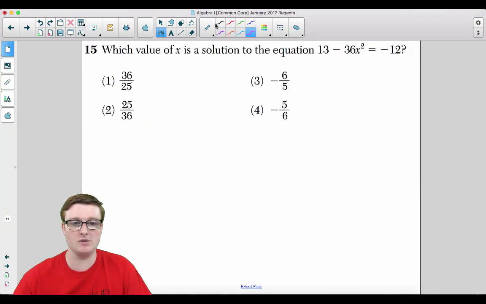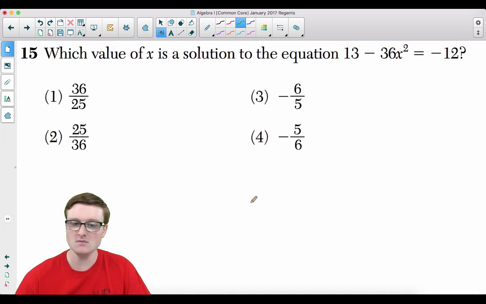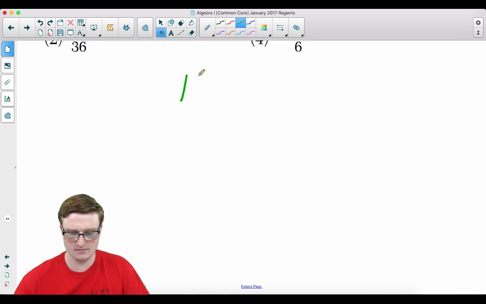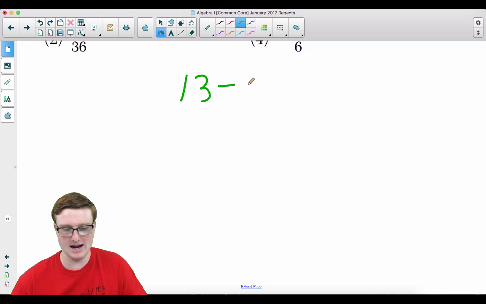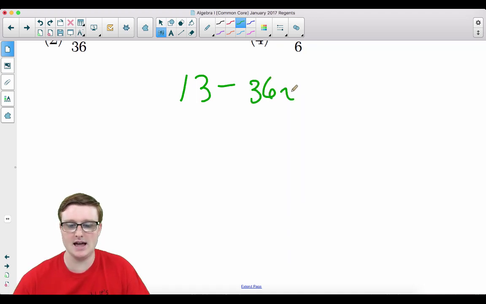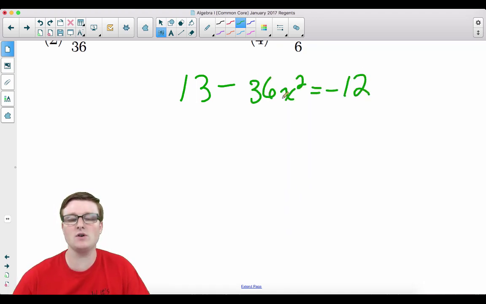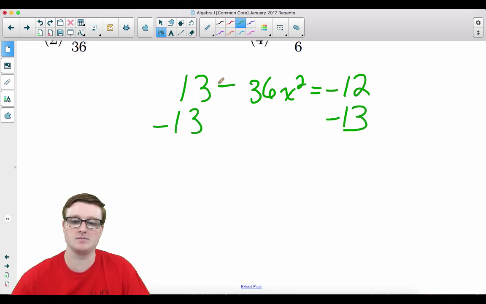All right, moving on. Question 15. Which value of x is a solution to the equation 13 minus 36x squared equals negative 12? So how do we do this? Well, 13 minus 36x squared equals negative 12. The first thing I'm going to do is subtract the 13 on both sides, okay?